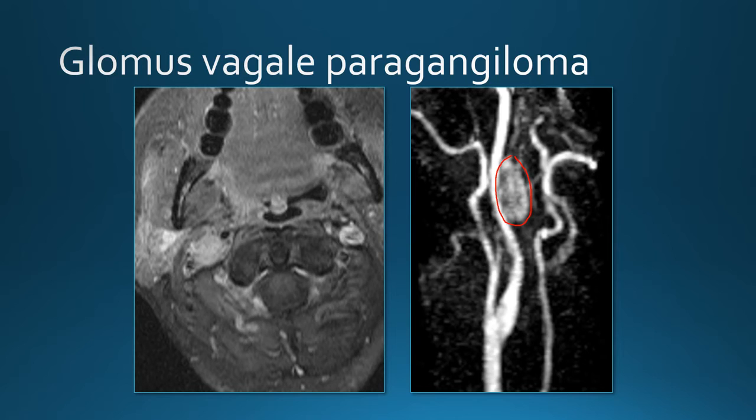So the way we distinguish a schwannoma from a paraganglioma is that the paraganglioma is a hypervascular tumor, so if we do a contrast-enhanced MR angiogram or CT angiogram or a conventional angiogram, the paraganglioma will enhance during the arterial phase of the study, whereas the schwannoma enhances slower, so it will not enhance during the arterial phase.